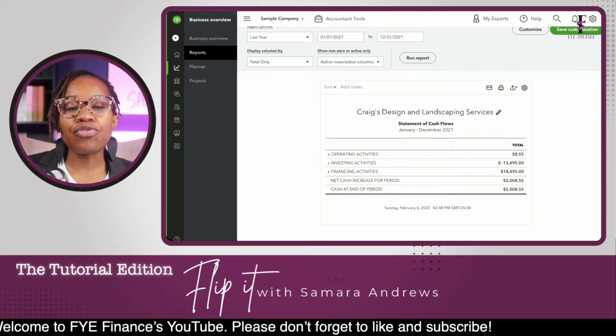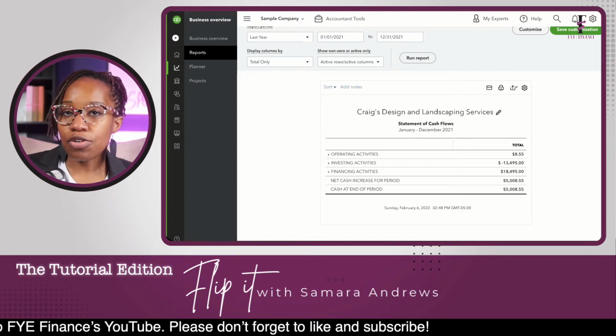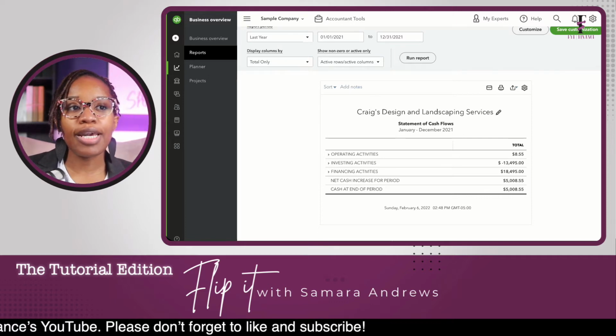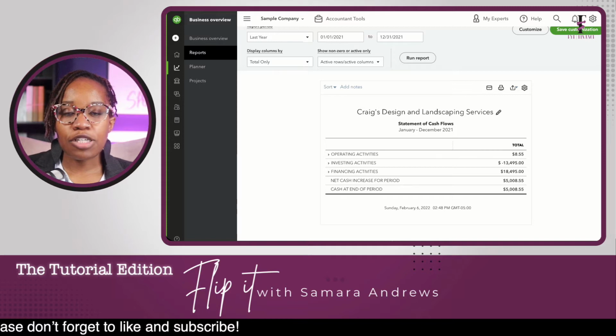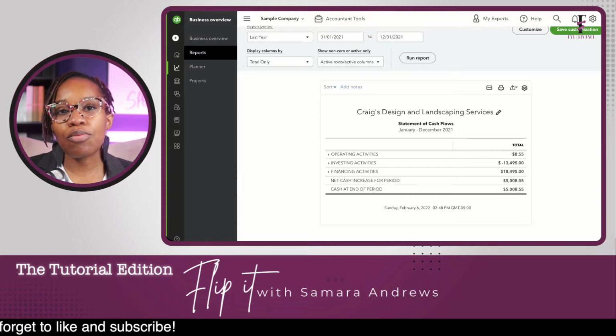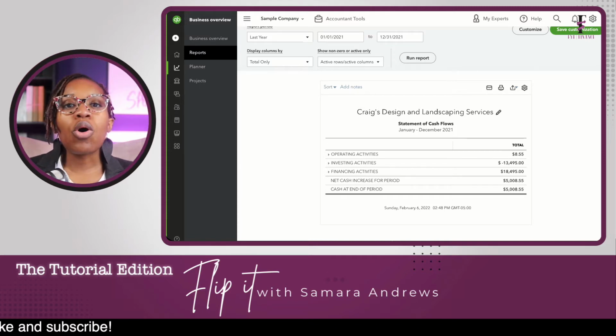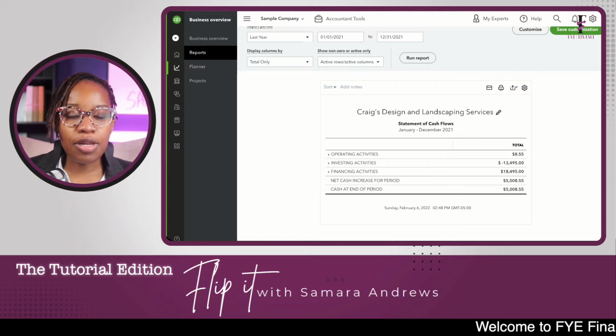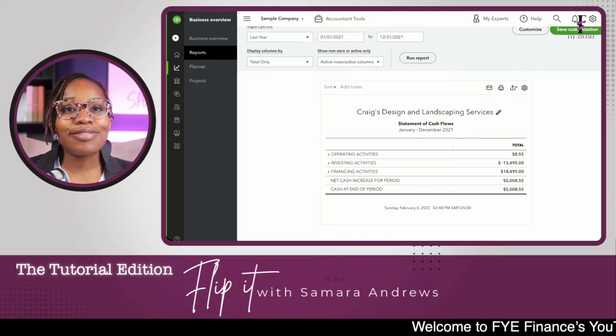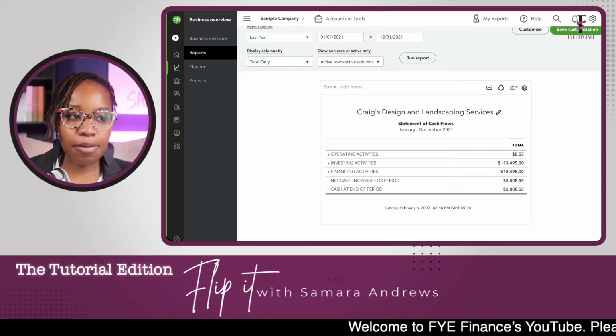Here, this is Craig's Design and Landscaping Services again, and we're looking at a very condensed version of his cash flow statement. I always start with this view because I don't want to overwhelm you with all of the information that goes into the statement, but I want you to understand the purpose of the statement and give you a high-level view of the sections of the statement.